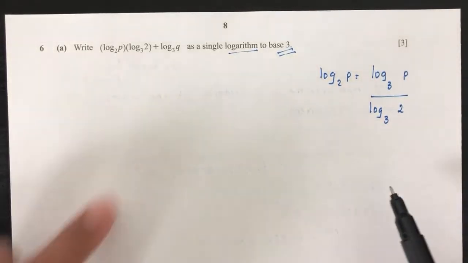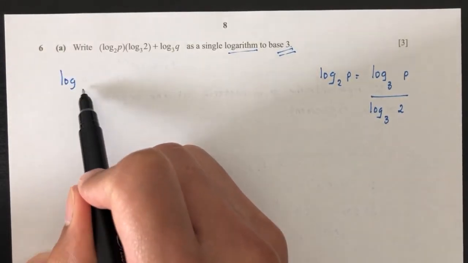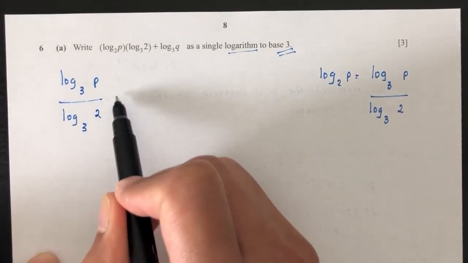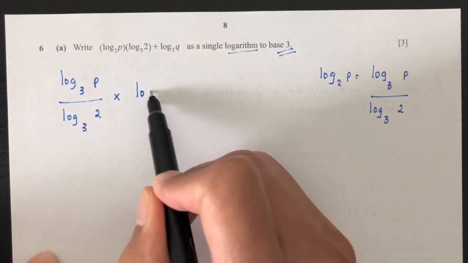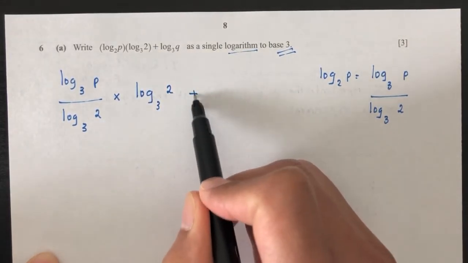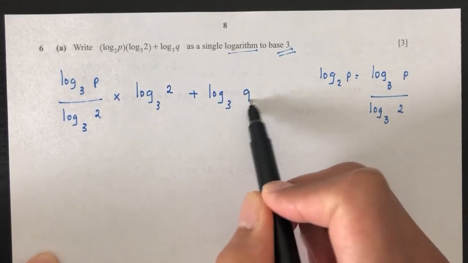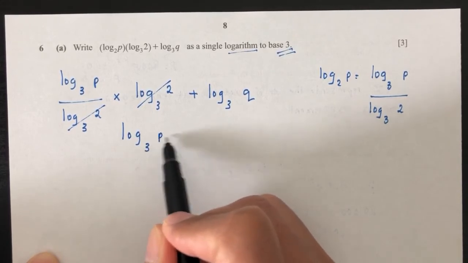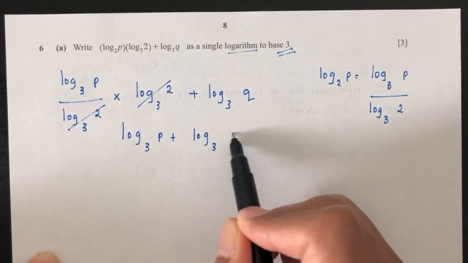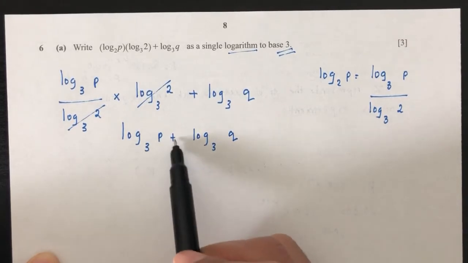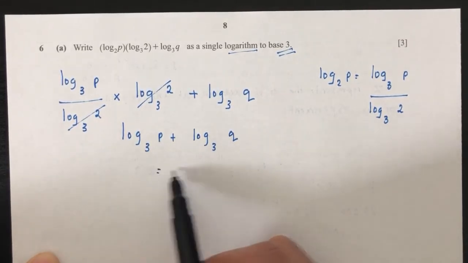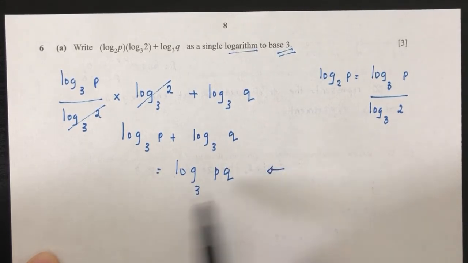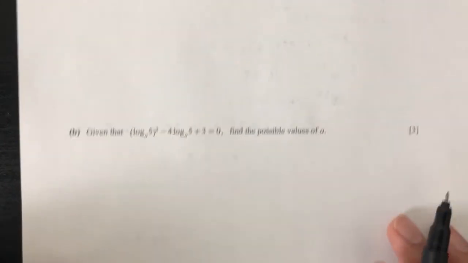So let's replace this back. What do we have? So we have log base 3 of p divided by log base 3 of 2, times log base 3 of 2, plus log base 3 of q. So this one cancels. So we have log base 3 of p plus log base 3 of q. So when we have addition of logarithms with the same base, it becomes multiplication. So log base 3 of pq. This will be your answer for part A.